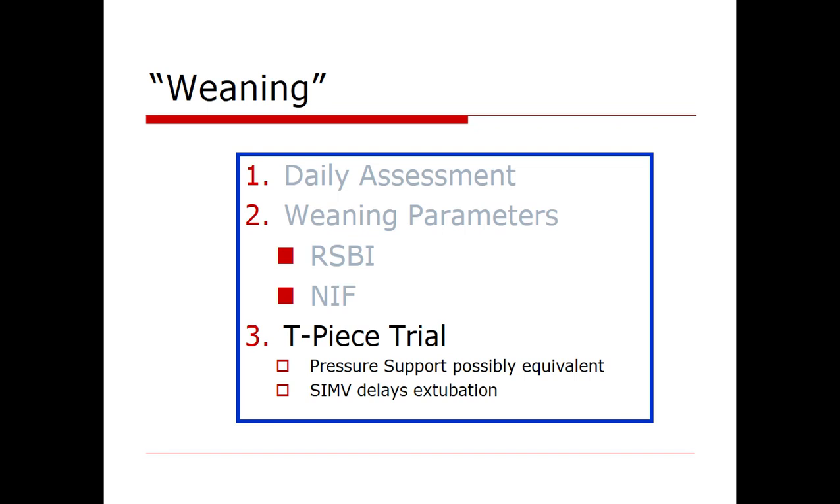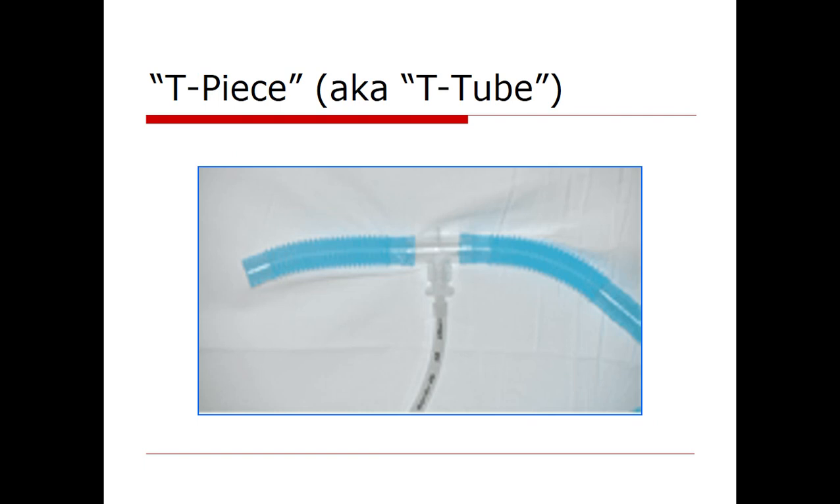And then we'll move on to a T-piece trial here. So what is a T-piece? This is a T-piece. A T-piece is a T-shaped piece of tubing that's put on the end of the endotracheal tube so that oxygen can still be delivered through the blue tubing and the patient can inspire that oxygen in. Just like after extubating, you can put a face mask on the patient. But this blue tubing is open to atmospheric pressure at the end, so there's no volume or pressure being delivered at all. It's basically turning the ventilator off and seeing how the patient does.